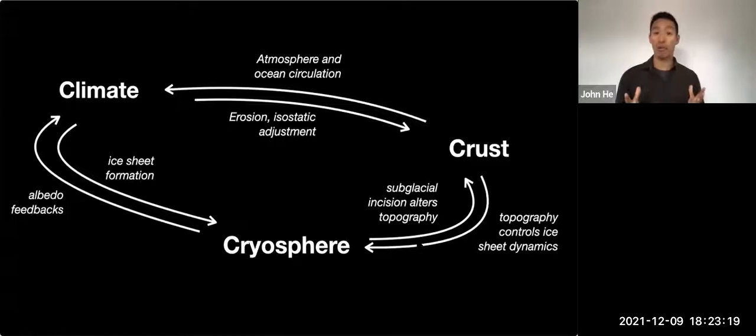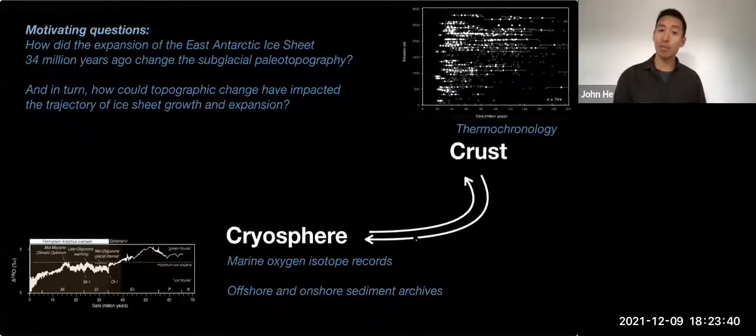But another important part of this equation is how the cryosphere itself impacts the subglacial topography by incising and eroding into it. In turn, the change in topography affects how ice sheets grow or shrink, where they grow, and in some cases, limiting their growth or exacerbating their collapse. And this is the part that I want to focus on today. How does the growth of the ice sheet impact the crust? How do we go about doing that?